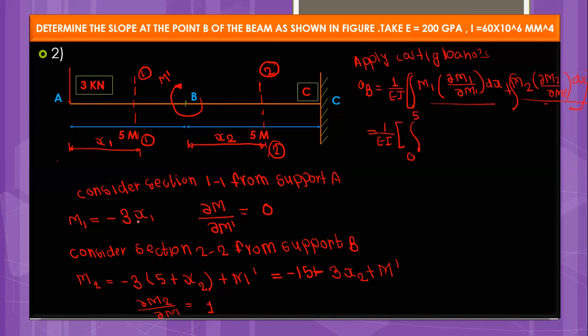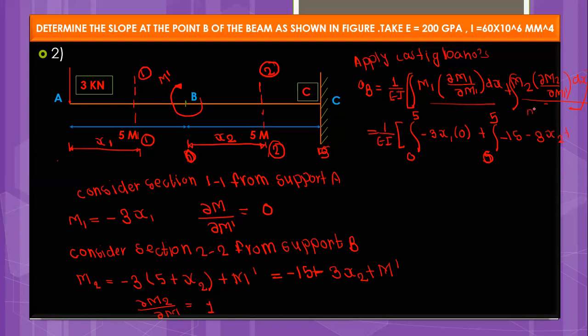What is our M? M is minus 3x1 into, this is directly 0, so this term will get eliminated. Now for the second section, what will be the limits? Our x2 starts from this point, so here will be 0 and here will be 5. So 0 to 5. What is our M2? M2 is minus 15 minus 3x2 plus M prime.